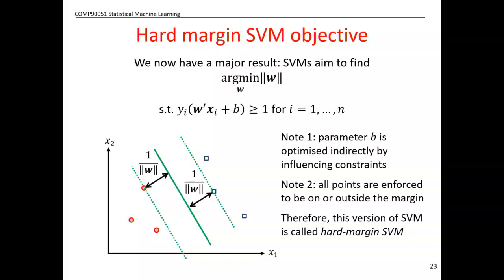The reason why it's called hard margin is because the points have to be outside the margin, outside this zone. So that's why it's hard margin. If we can't do that, then this algorithm will not come up with any solutions. It'll get stuck, right? It'll spit out no answer if your data isn't separable.